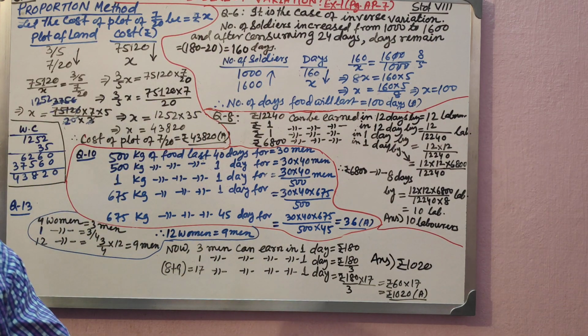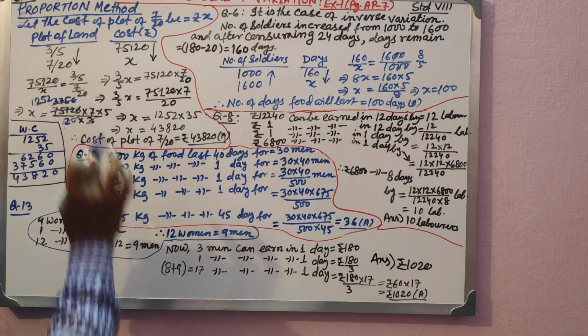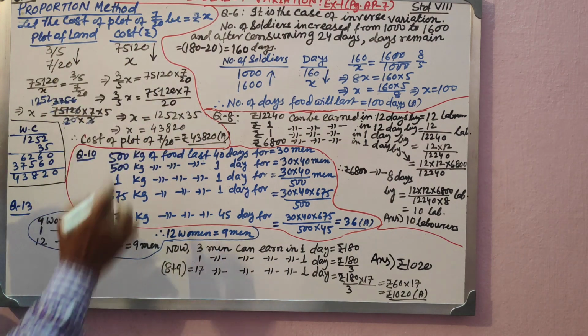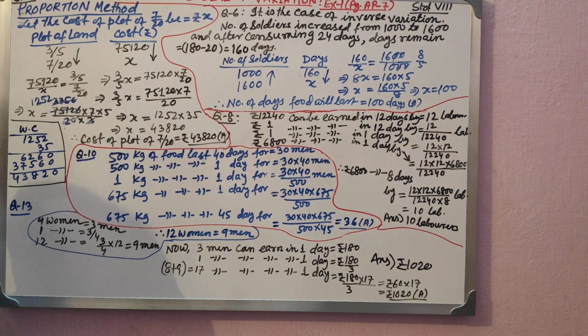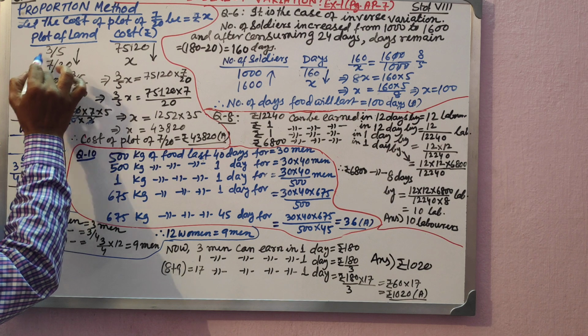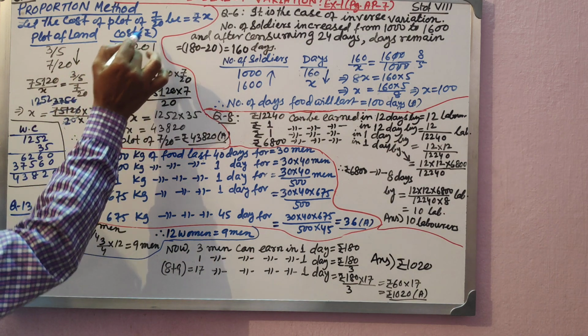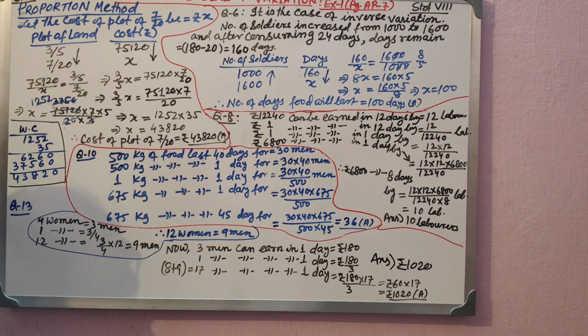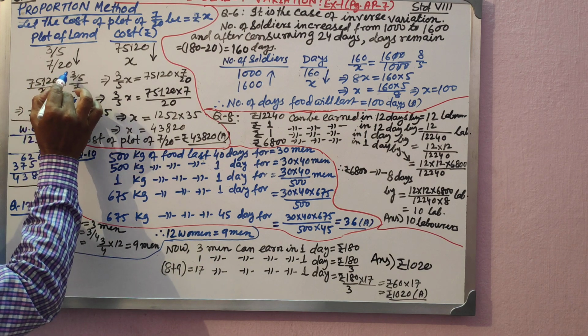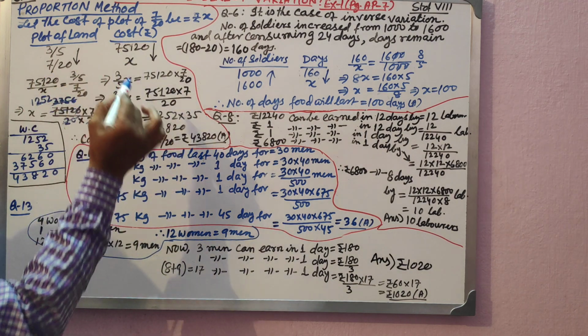Then you have made two columns. I said two subjects mean two columns: plot of land and cost. Cost in rupees and plot of land. So 3 by 5 of the plot of land is costing this much rupees. You have written it here. Now 7 by 20 of the cost will be, you do not know, so you have made it x.